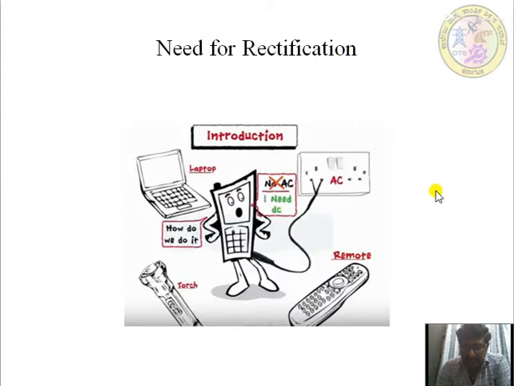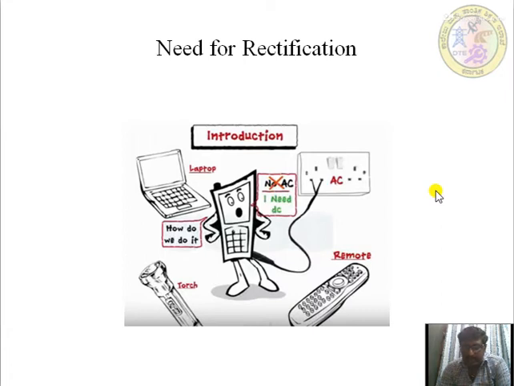Rectification means what? Normally, the current we get in general is AC, that is alternating current. But the electronic devices that we use, it might be your laptops, your mobiles, your remote, torch, your music system or your television, we require converted AC voltage to DC voltage. So we don't require direct AC voltage, we require DC voltage.